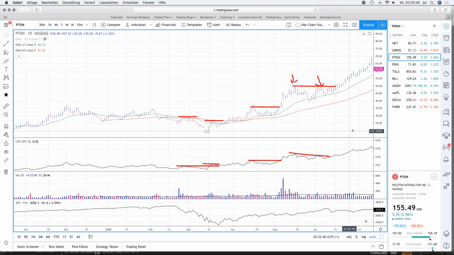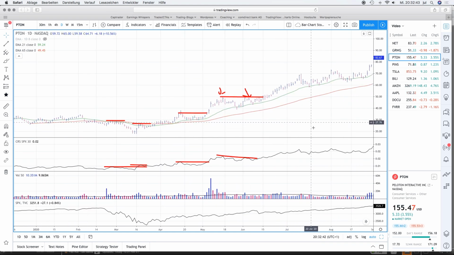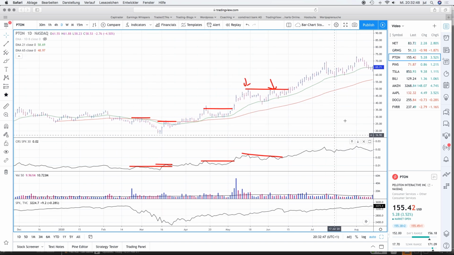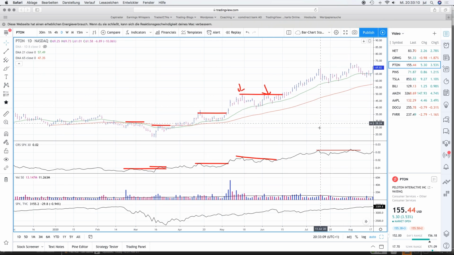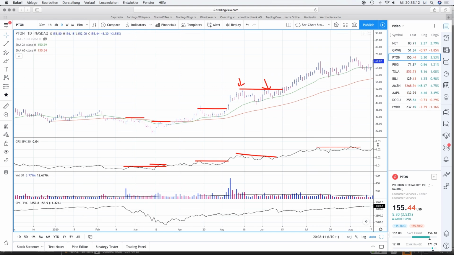And then you can see that the stock was able to print new highs, and also the RS line. So, and then you can see here another situation. So that was not 100% precise. So let's take that one here. Then you can see another situation here, a new high in the price here on August the 3rd, and also a confirmation in the RS line, which is a very good sign.